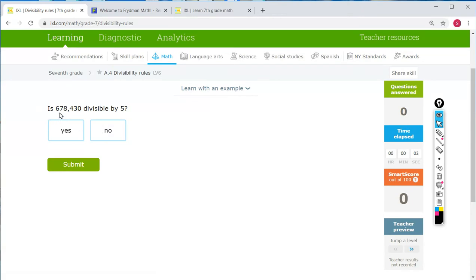Okay, is 678,430 divisible by 5? What do we mean when we say that a number is divisible by something? That means if I divide this number by 5, I get a whole number. That is, I'll get a number without a decimal at the end, like 0.2 or 0.3. And let's go to the reference pages to see how we can figure that out.